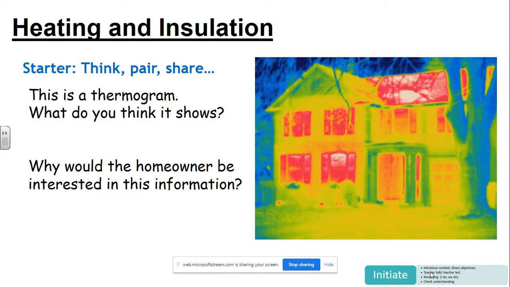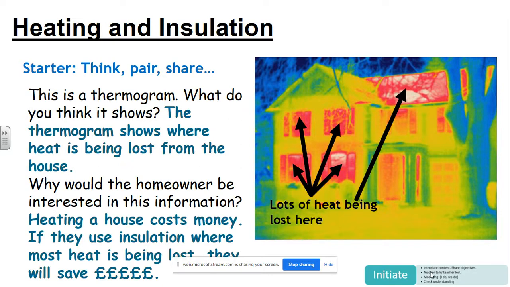Okay, so heating and insulation is all about how we keep heat in houses. And this is a thermogram, and I'm going to tell you what it actually is. It shows you where heat is being lost from a house. It's almost like a night vision camera. It measures how hot different parts of the building are. The hotter the part of the building is, it means that there's heat energy escaping from there.